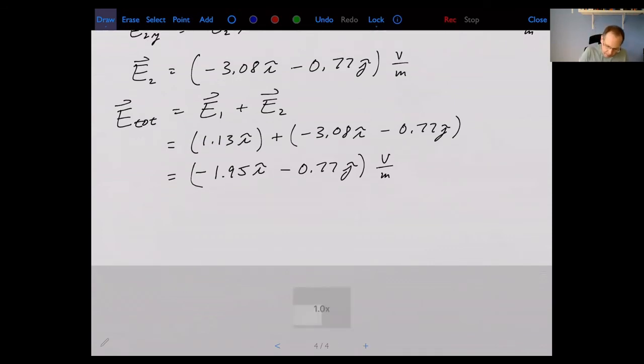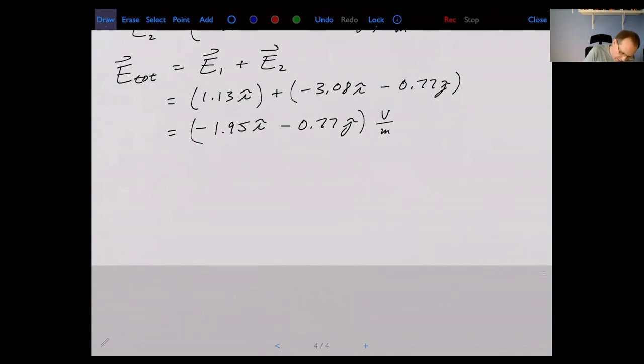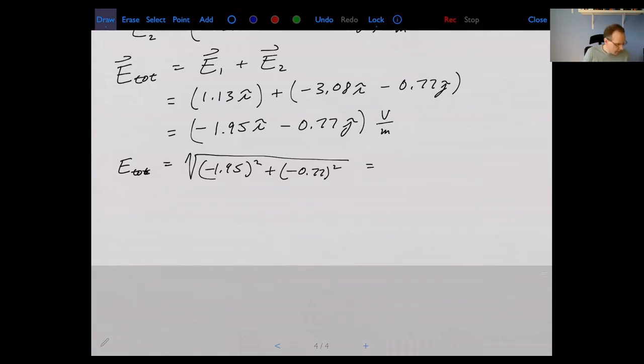So we can do that fairly easily, right? I can find the magnitude by using the Pythagorean theorem. Remember, it's just going to be the square root of the x component squared plus the y component squared. And if you work that out, it's going to be around 2.10 volts per meter. And then I could find the direction, right?